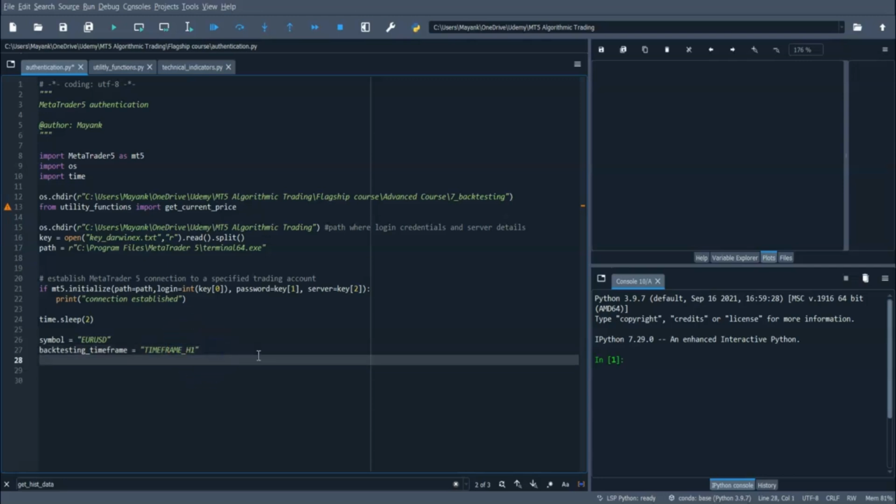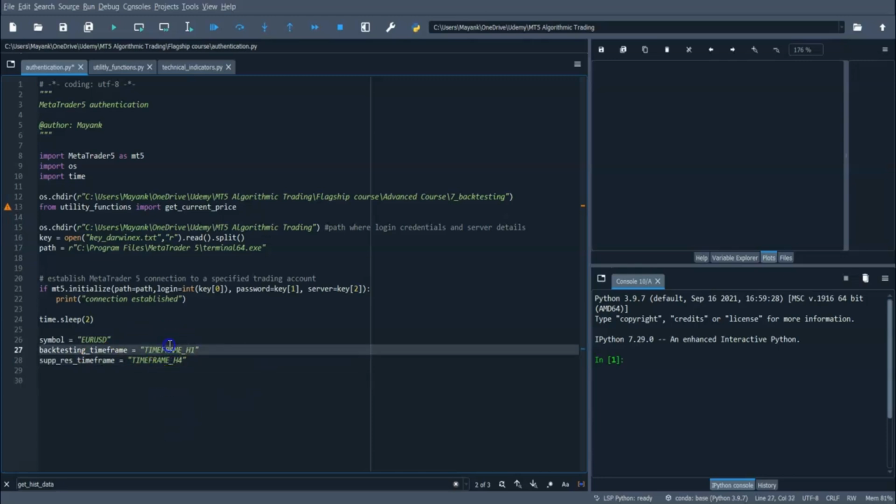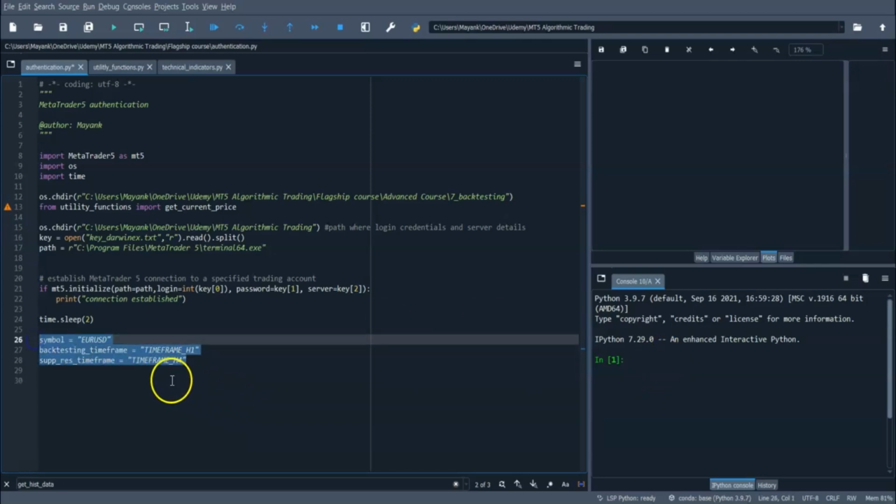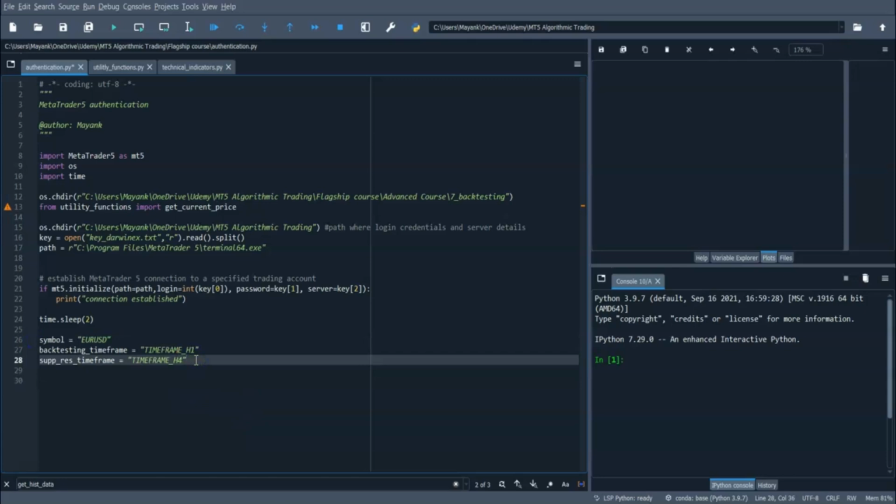And then we will also need the time frame for support and resistance. If you recall, we are going to use support and resistance as the exit strategy. So we would need that as well. And like we have discussed, this is typically a higher time frame than what you are trading on. So let us make this H4. And again, we'll tweak these time frames to see for which backtesting time frame and support resistance time frame we are getting good results. But right now, these 3 global variables are the ones that we want to test.